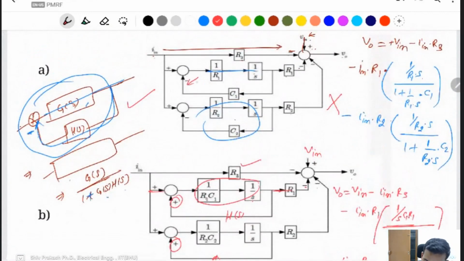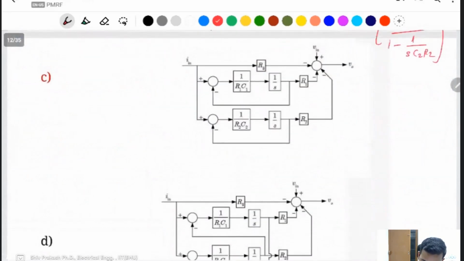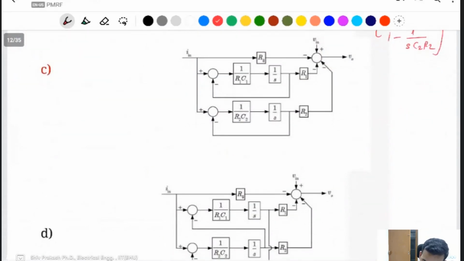So negative feedback okay, but this does not match. Then what is C?